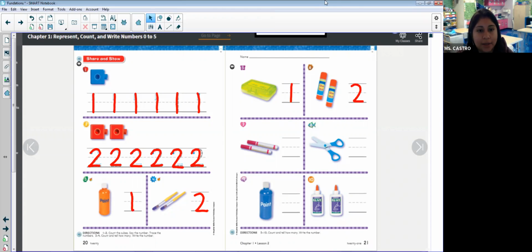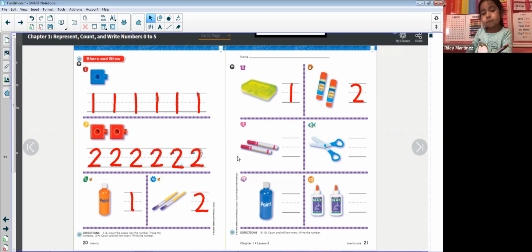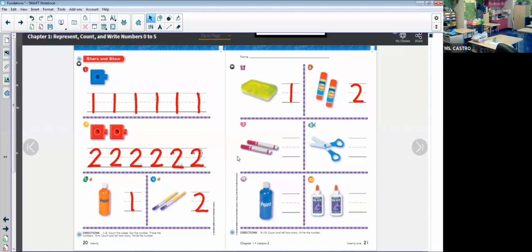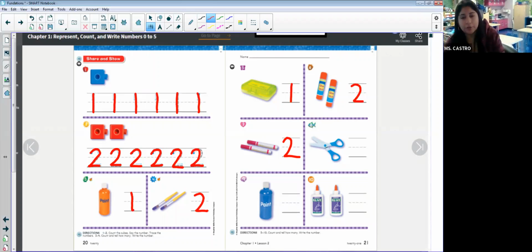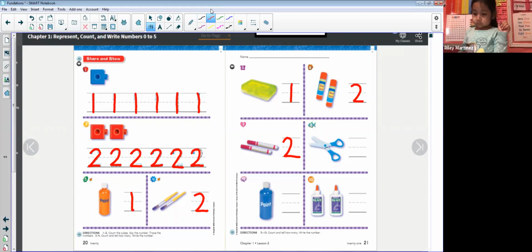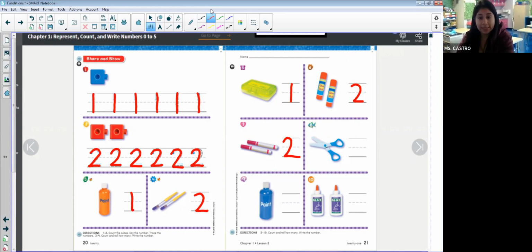Riley, I saw you had your hand up before. Can you unmute yourself and tell us how many markers we have? 2. Beautiful, perfect. So boys and girls, your job is to write the number 2 on the line for the 2 pink markers. And boys and girls, if you ever get confused on how to make the number 2, don't worry. It's okay if you make mistakes, because that means we're learning from our mistakes, okay?